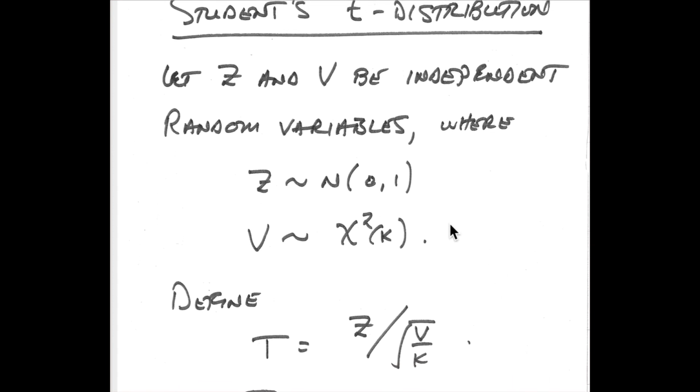Now let's take those two random variables and define a new random variable. We're going to call it t, and it's defined to be z, the standard normal random variable, over the square root of v divided by its degrees of freedom.